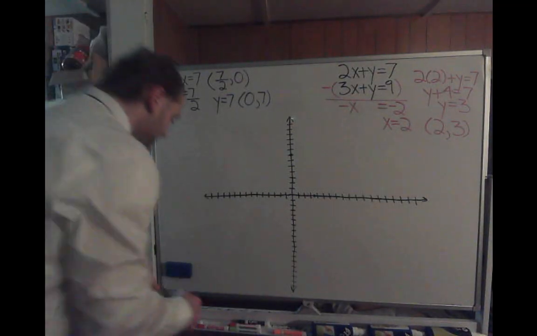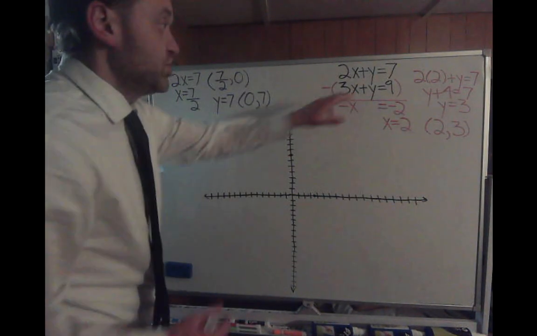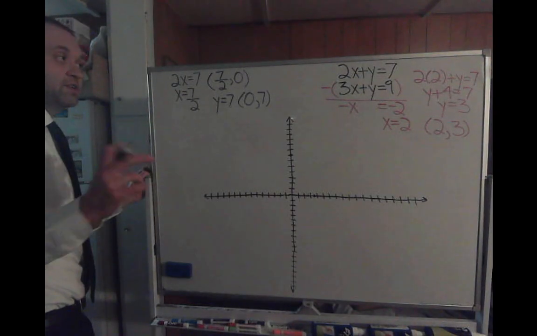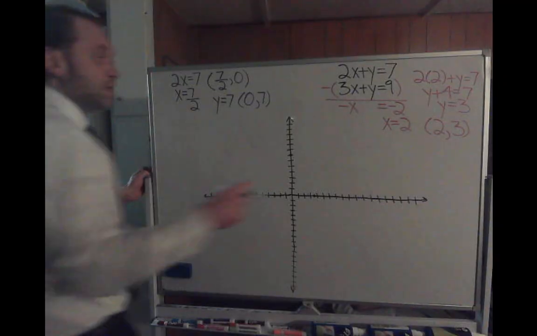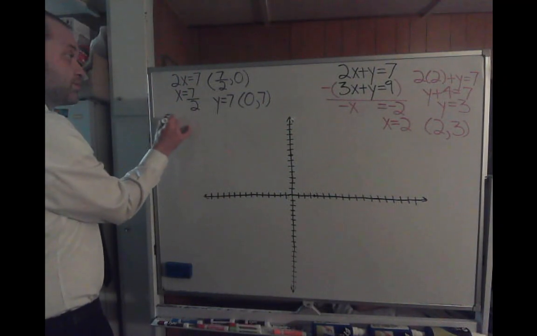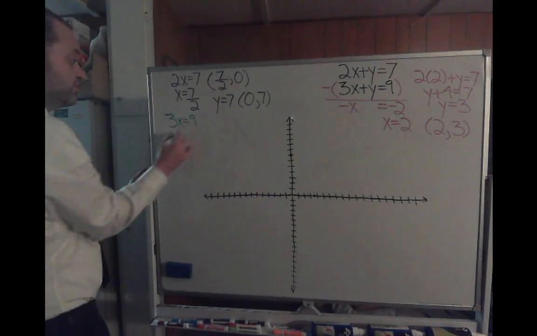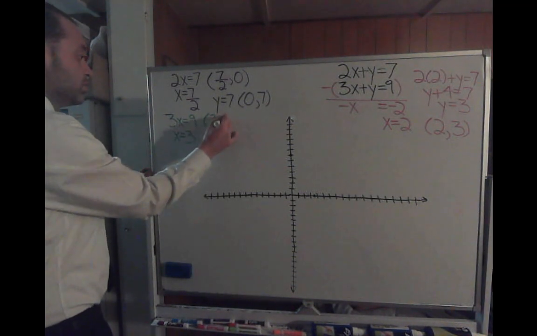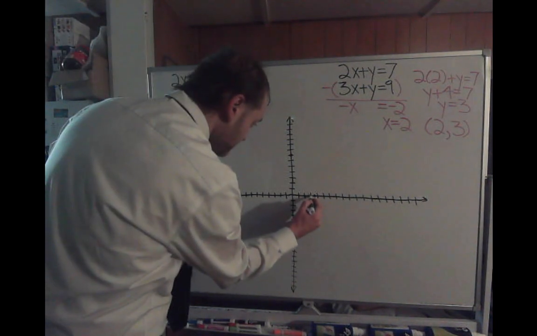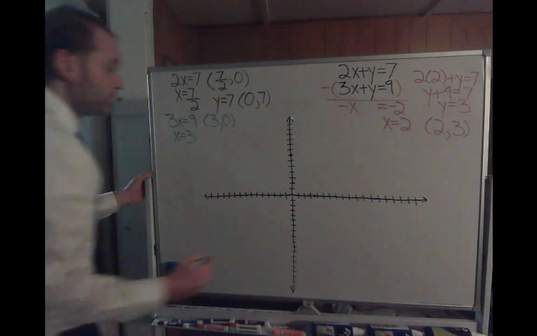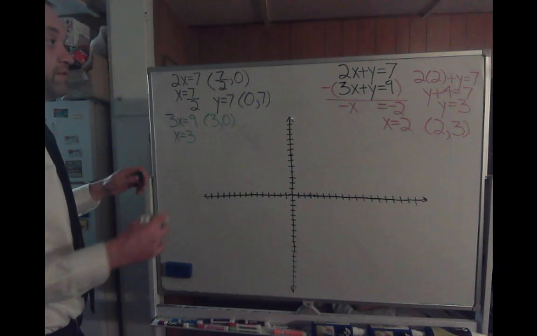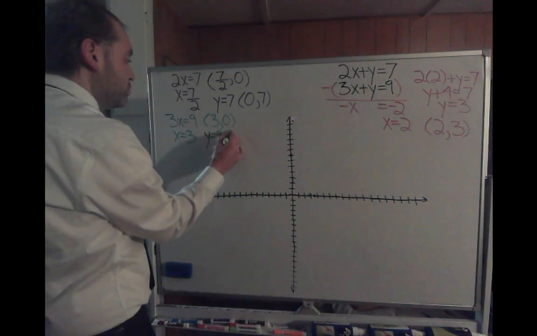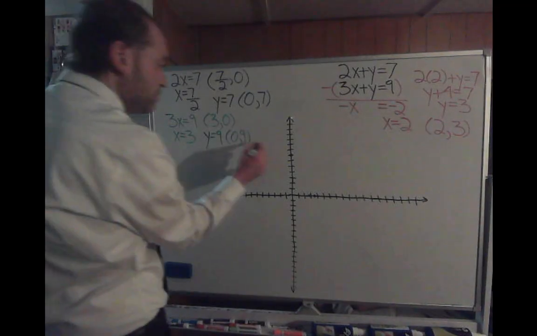Okay, now I need to solve for the other equation, the 3x plus y equals 9. If I want to find the x-intercept, I'm simply going to set the y equal to 0. I would just get 3x equals 9, which would give me an x value of 3. So my x-intercept would be at 3, 0. Wow, they're cutting it awfully close. So the x-intercept is right there. And then if you want to find the y-intercept, set x equal to 0, you would get y equals 9 for the coordinate of your y-intercept to be 0, 9, which would go up here.